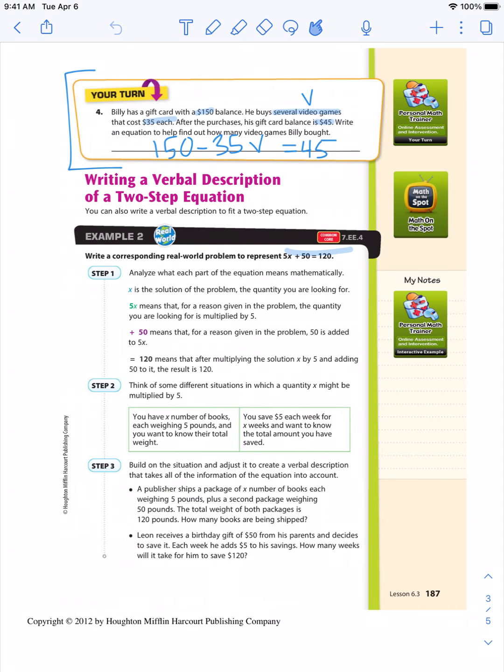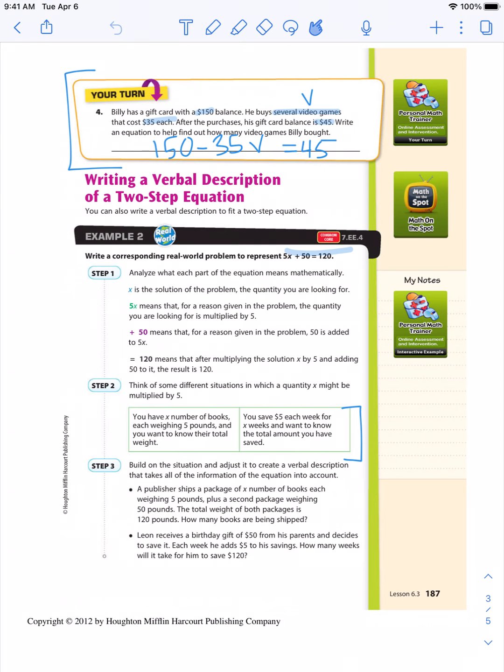They gave an example of the weight of books. They also give an example of saving $5 a week. I think the money one makes a little more sense, so let's read over this one. We have 5 times a number, so we're going to pretend that x represents weeks. You save $5 a week. You want to know the total amount. Since it's the sum of 5x and 50, 120 is going to be our end total. So 5x plus 50 equals 120.